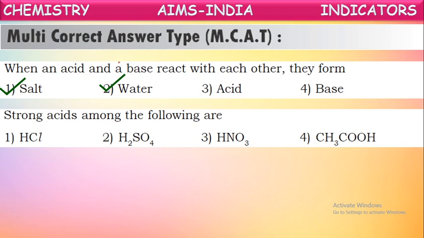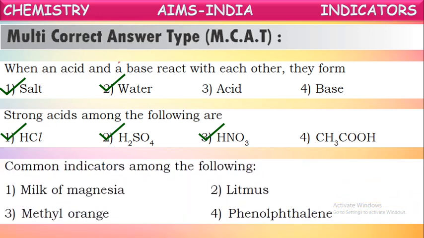So we can say now hydrochloric acid, sulfuric acid, nitric acid are strong acids, whereas acetic acid is a weak acid. Not only acetic acid, almost all the organic acids are weak acids.